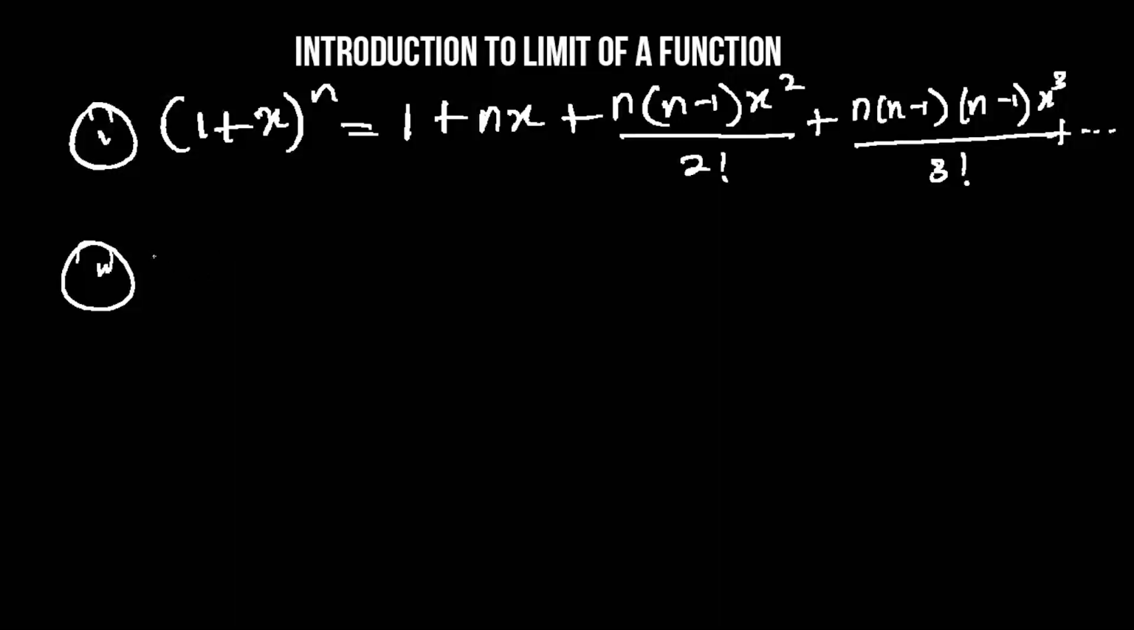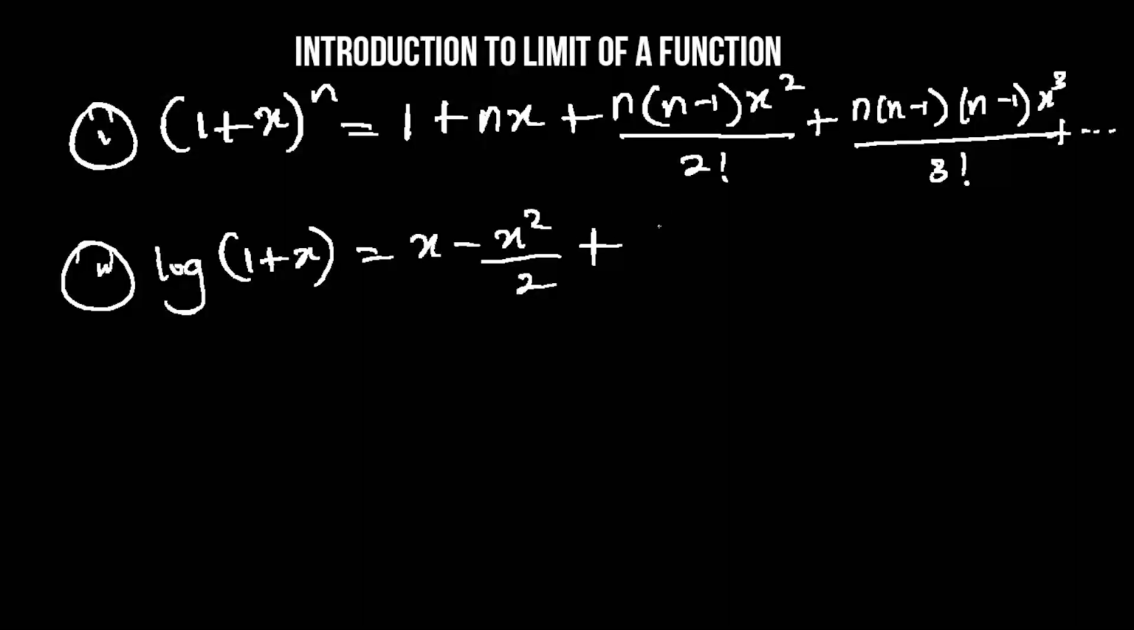Okay, so the second one is the series of log. If I have log of 1 plus x, this is the same thing as saying x minus x squared divided by 2 plus x cubed all over 3 minus x to the power of 4 all over 4 plus till infinity like that. You can see the sign is alternating, so you have to look into that.